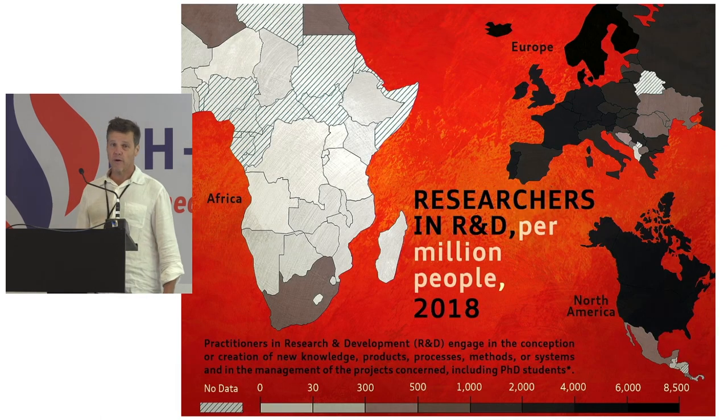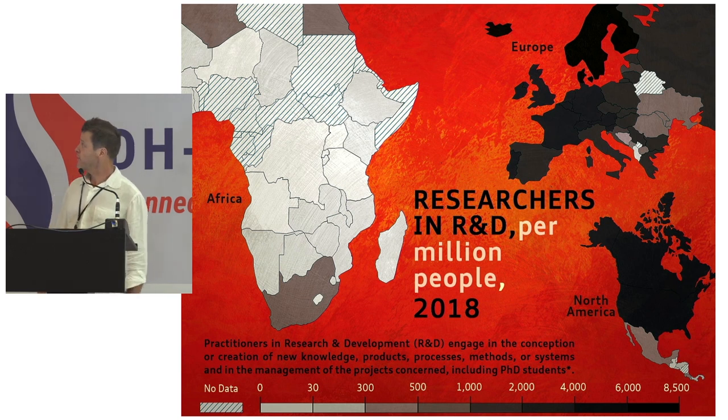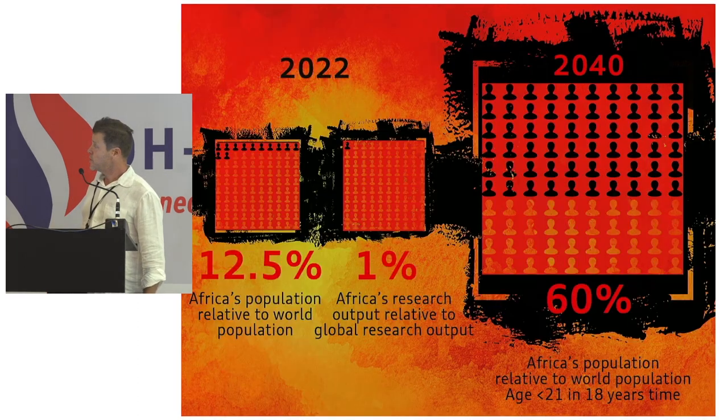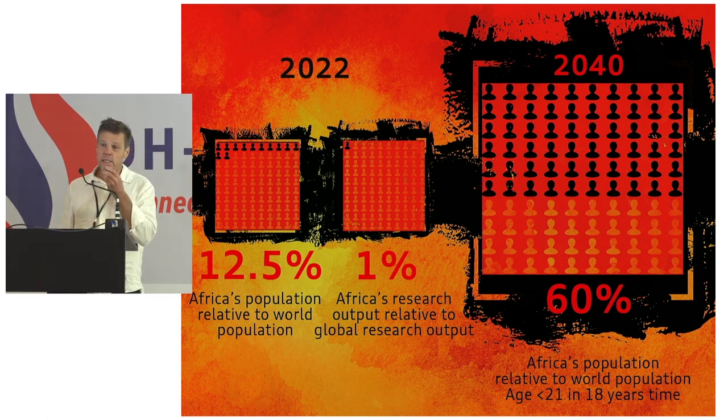This is just researchers in Africa versus other countries and other continents. We don't have the researchers. We're not training the researchers. We're not training the next generation to take the economy. Why is it important? Well, in 18 years' time, by 2040, 60% of young people on this planet that are under 21 are going to be in Africa.